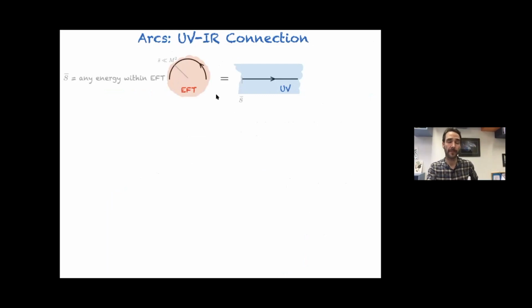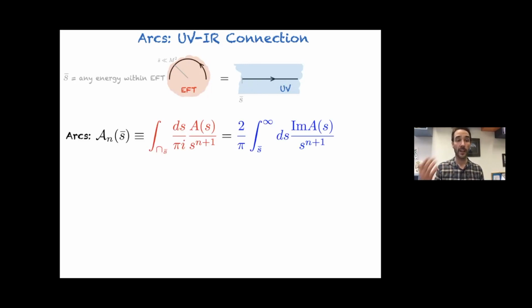And in summary, basically, it's telling us that the integral on this arc with radius any energy within the effective field theory, keep this in mind, is equal to the integral in the UV from that energy to infinity. So I defined this object, the arc, curly A_n, which is thus the integral along this, and it's given by this expression within the effective field theory. But because of the arguments I just mentioned to you, these dispersion relations, this is equal to a UV integral. And moreover, because of unitarity, this thing, the imaginary part, is positive. This means that all arcs are positive.